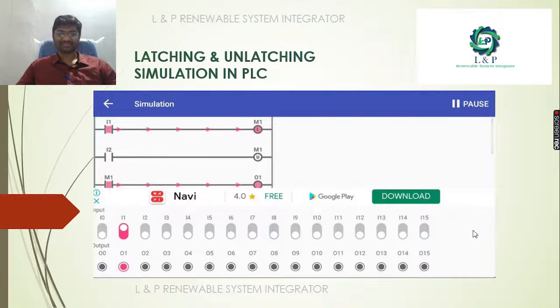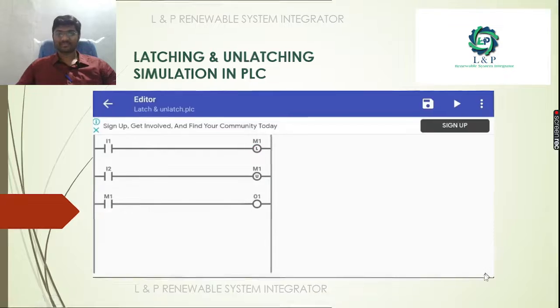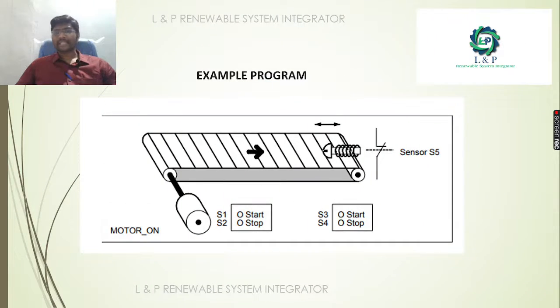So now the input is on. This is an example program. Okay, see here we have only one output, that is a motor. We are going to operate this motor with the help of 4 switches and one sensor. Two switches for starting operation, S1 and S3 for starting, and S2 and S4 for stopping. Okay, and even sensor 5 if required as a condition we can use in the logic.